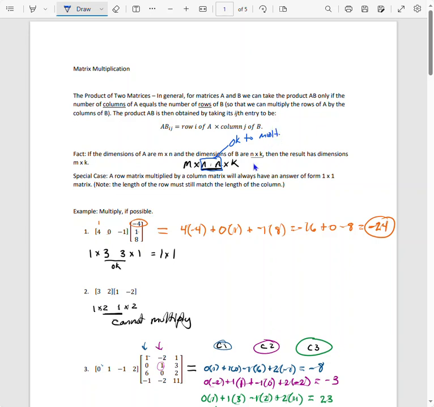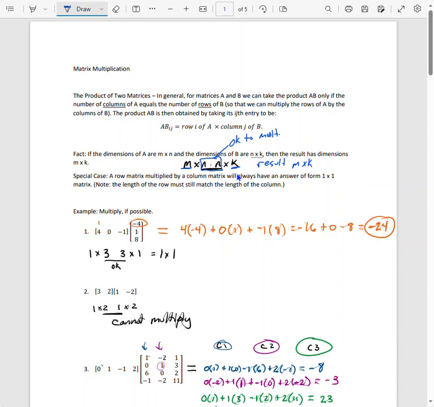Okay to multiply. The result of that multiplication is the other two, which may or may not match. As long as the n's in the middle match, we're good and we can multiply. This is going to be our result.